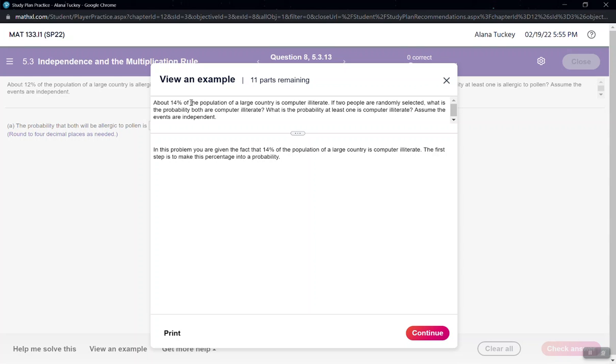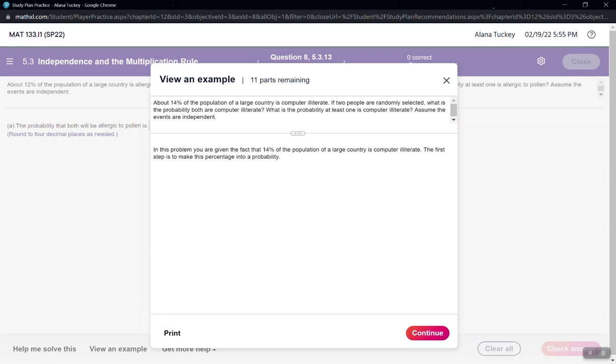So it says about 14% of the population of a large country is computer illiterate. If two people are randomly selected, what is the probability that both are computer illiterate? What is the probability at least one is computer illiterate? Assume the events are independent.